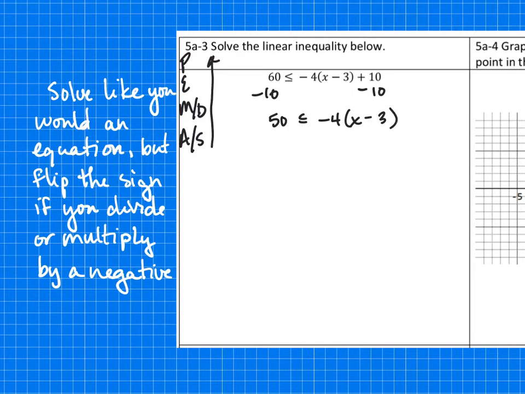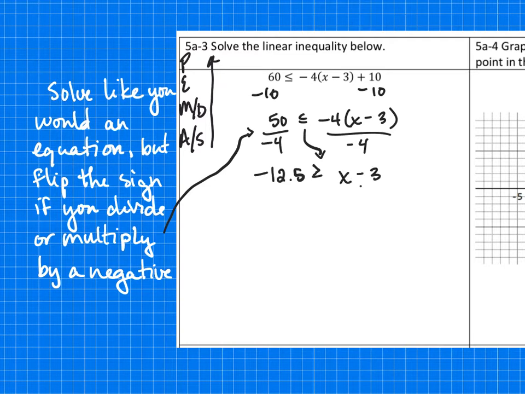You could either distribute the negative 4 here if you wanted to. I'm going to go ahead and just get rid of it by dividing. Notice here that I divided by negative 4. So 50 divided by negative 4 is negative 12.5. And I'm going to take that sign and flip it. It's currently less than or equal to. I'm going to make it greater than or equal to. And then on the other side, I've just got the x minus 3 left. Add 3 to both sides. So I've got negative 9.5 is greater than or equal to x.